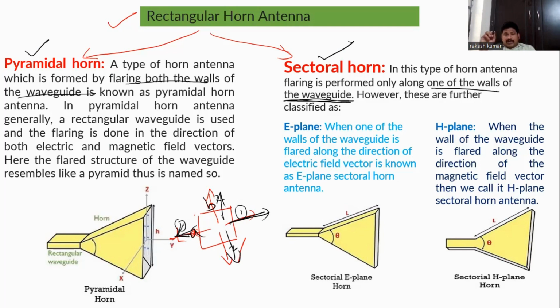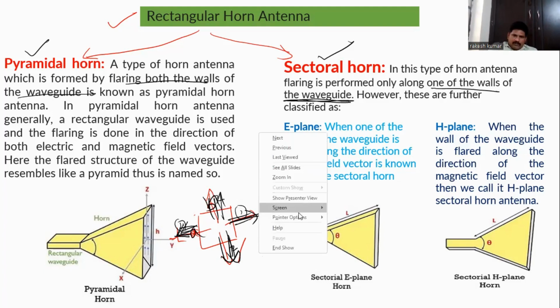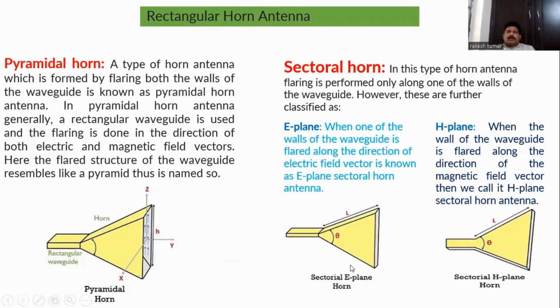If the flaring is done in both directions, for example, on both the A side and the B side, such a type of horn antenna is called pyramidal. So if you observe here, this is a rectangular waveguide. Here the flaring is done in this direction, and similarly the flaring is done in this direction also. So here the flaring is done on both sides, in both directions. So this is called a pyramidal horn.